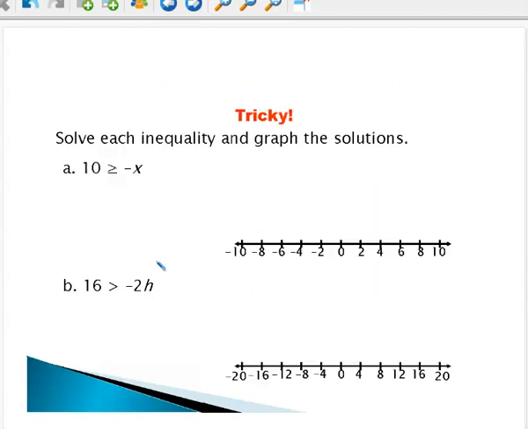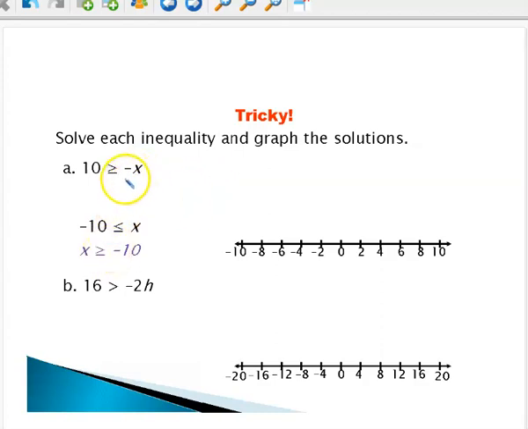All right, here's some tricky ones. Let's look at this first one. We have 10 is greater than or equal to -x. Well, I really want it to be x, not -x. And the way I do that is this. I'll show you the answer there.